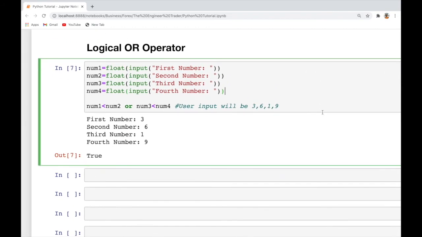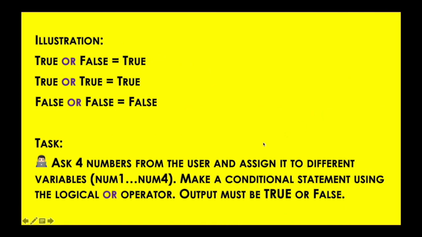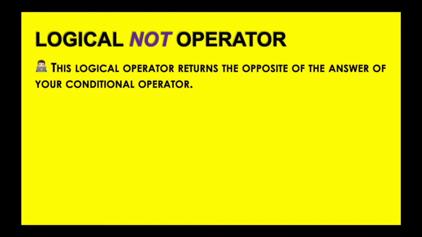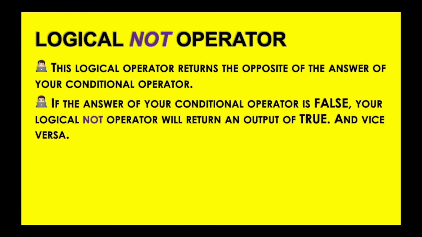Okay, so let's go back to our PowerPoint presentation. For the logical NOT operator, our last logical operator to be discussed in this video, this logical operator returns the opposite of the answer of your conditional operator. So if the answer of your conditional operator is false, if you will use the NOT logical operator, the answer will be true. And vice versa, of course. If the answer is true, the logical NOT operator will return an output of false, and vice versa.